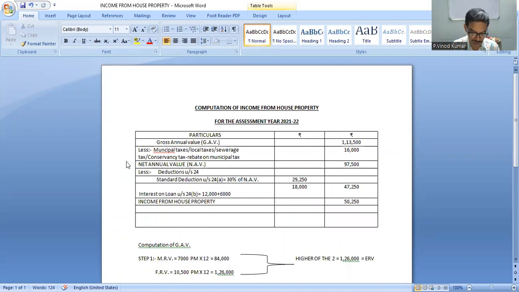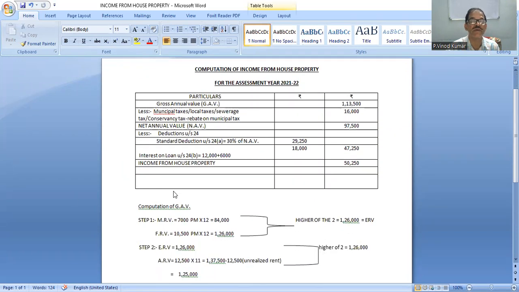Hello to everyone. I'll explain how to compute income from house property. I'll post the problem in the WhatsApp group. I'll read the problem. Mr. Arunachalam, a senior citizen, owns a house in Hyderabad, which is let out on a monthly rent of rupees 12,500. So he has let out his house for a monthly rent of rupees 12,500. So that becomes actual rental value, right?